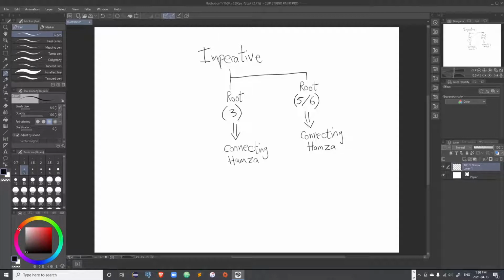If the root of the word is 4 letters, then the imperative form of that word will start with a cutting hamza. Cutting hamza.